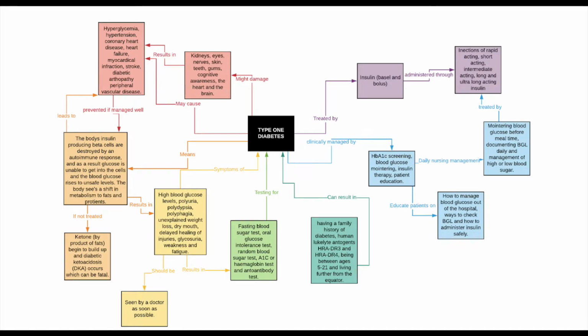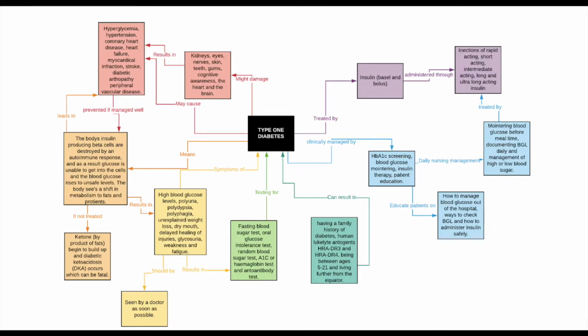As you can see, we have color coded it, so each color represents a different section of what we're talking about. In the top left corner, you can see red, which covers the complications of type 1 diabetes. It might damage the kidneys, eyes, nerves, cognitive awareness, heart, and brain, which can result in hyperglycemia, hypertension, coronary heart disease, etc.